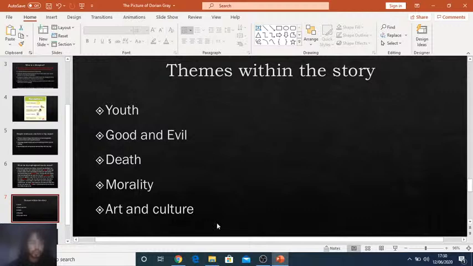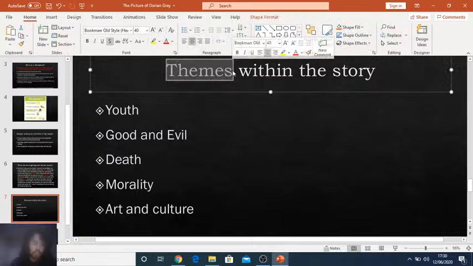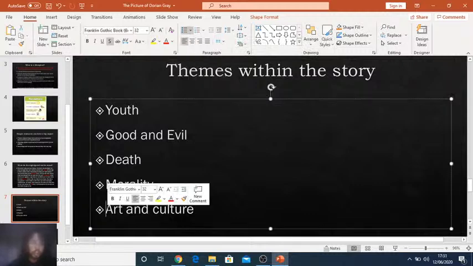Okay, so let's look at some themes within the story. The story looks at youth, so it looks at young people and how long that lasts for. It looks at good and evil. It looks at death. It looks at morality. By the way, when we say themes here, we're talking about the subject of a story, a particular topic within the story or poem or whatever. We're looking at art and culture as well.